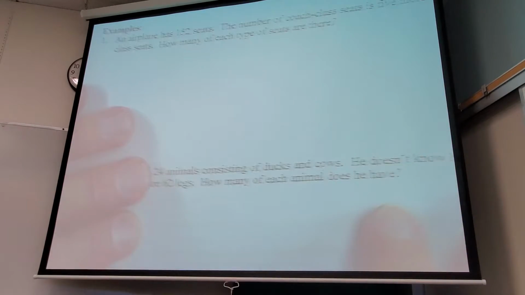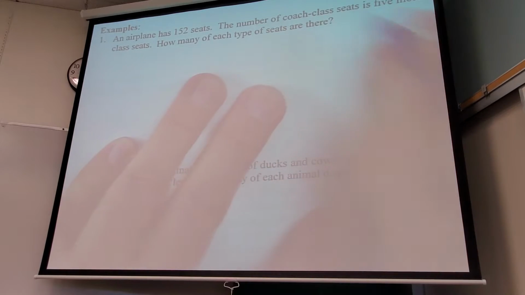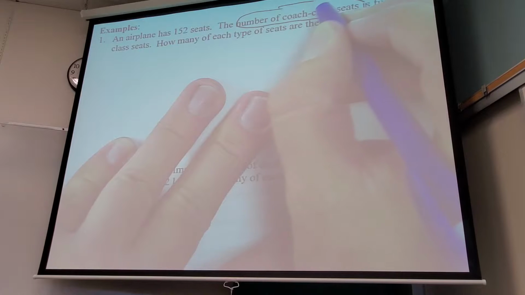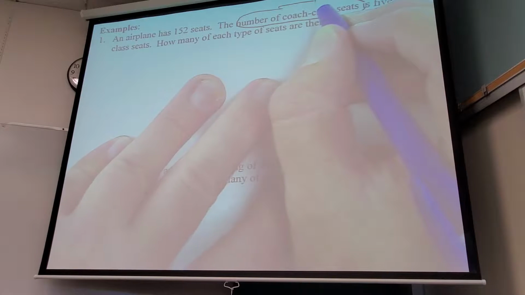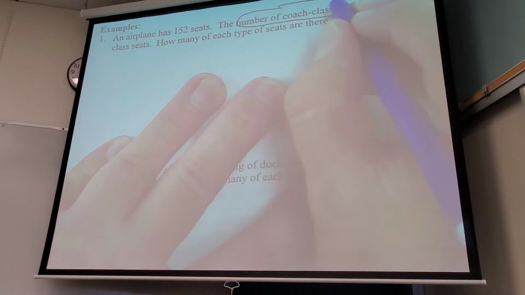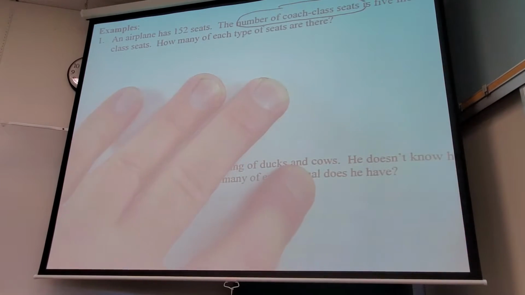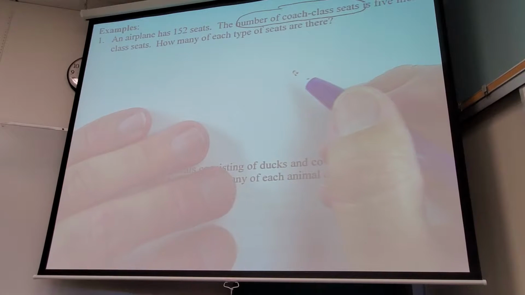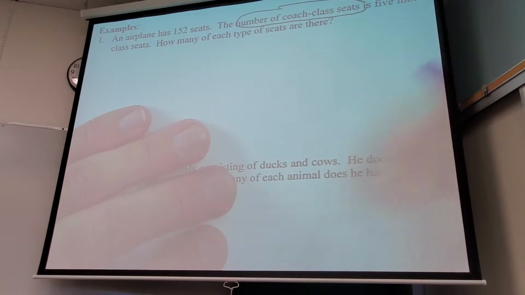The airplane has 150 seats. The number of coach class seats. So what do you want to call this? C. Coach. I'm going to do this for you; I'm not going to take any more suggestions. Coach class seats, let's call it C. First class seats, let's call it F.